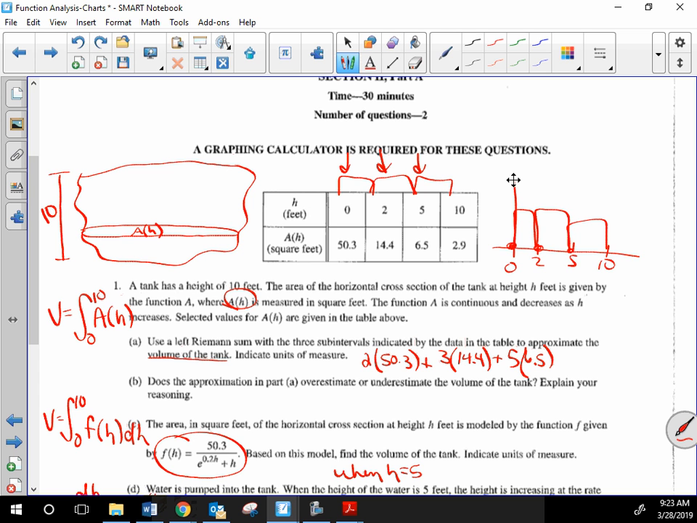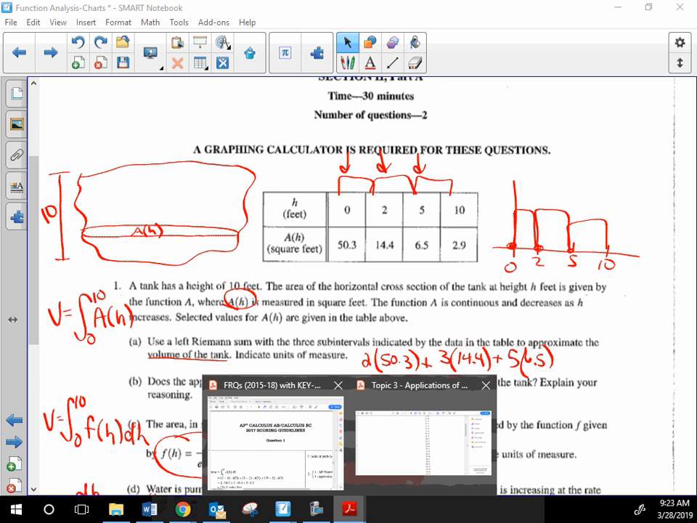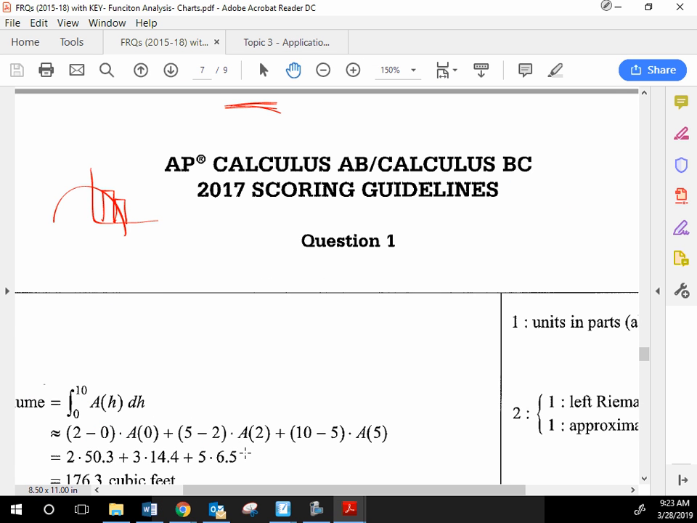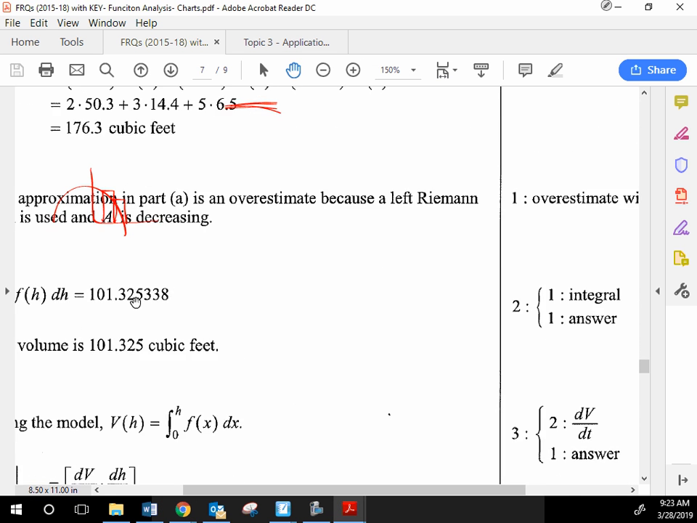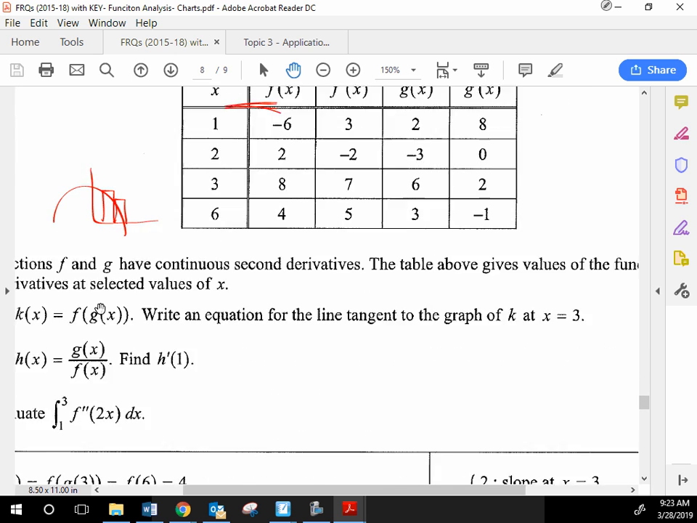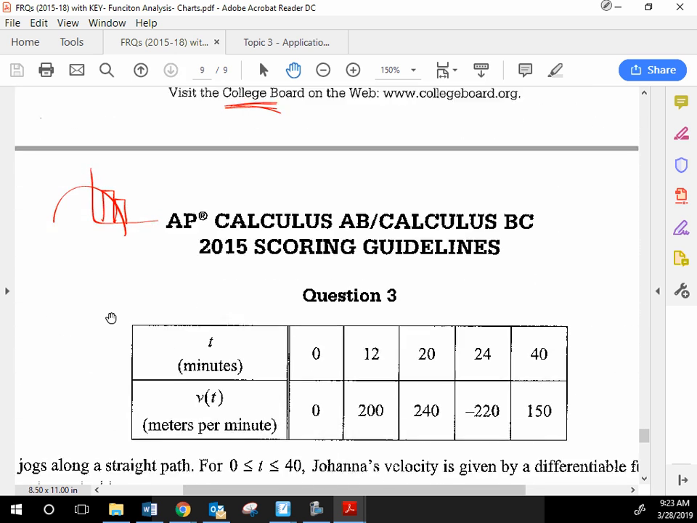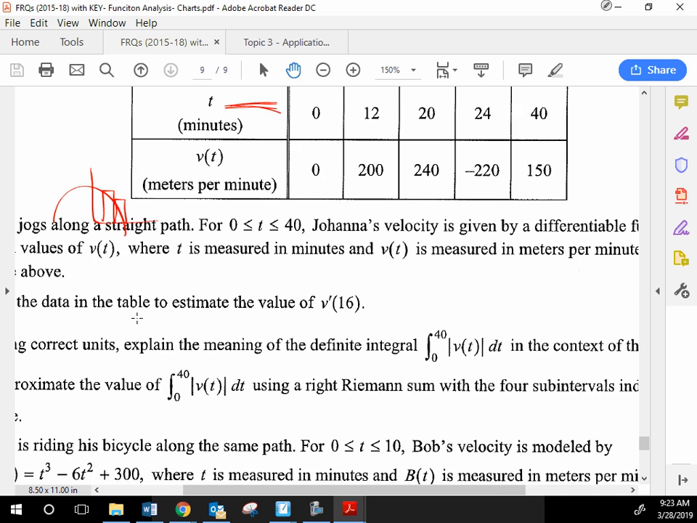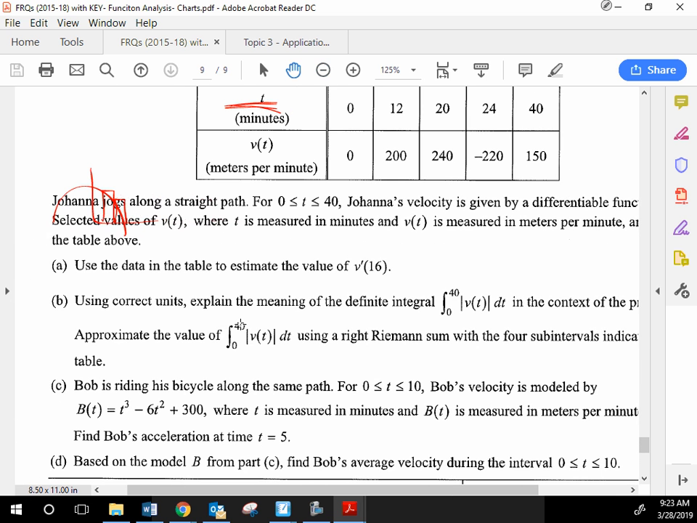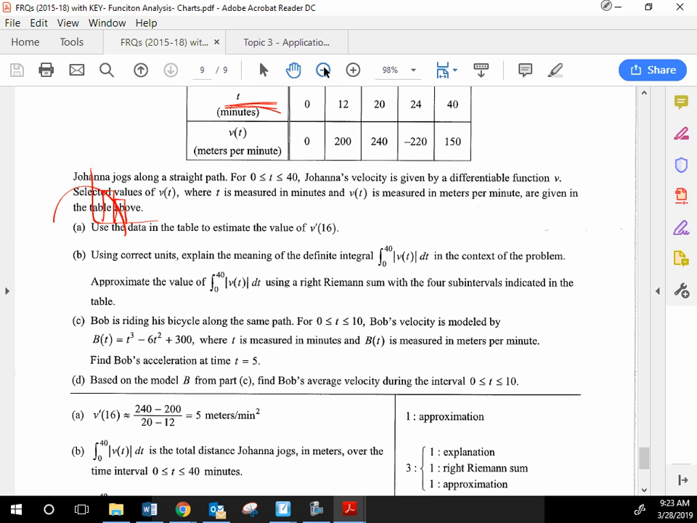Okay. Let's go and take a look at our other free response, actually the nicer of the two. Alright, so here we had Johanna jogging, and then I think Bob came along riding his bike. Because Johanna's so fast, he has to ride his bike to keep up with her. This is Johanna jogging. She is fast.